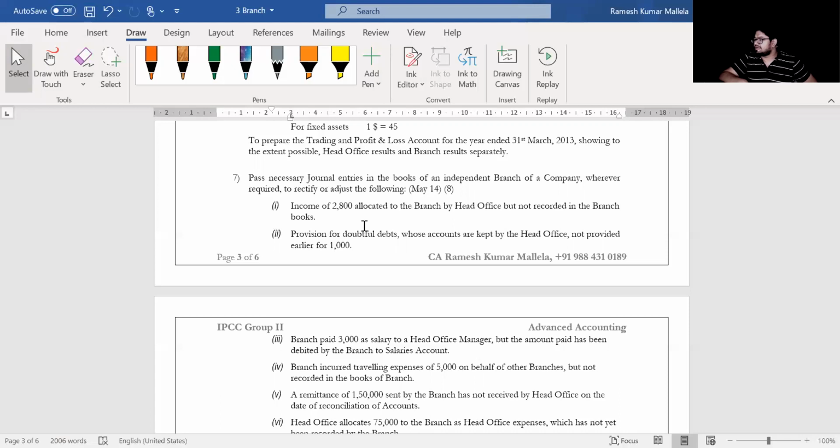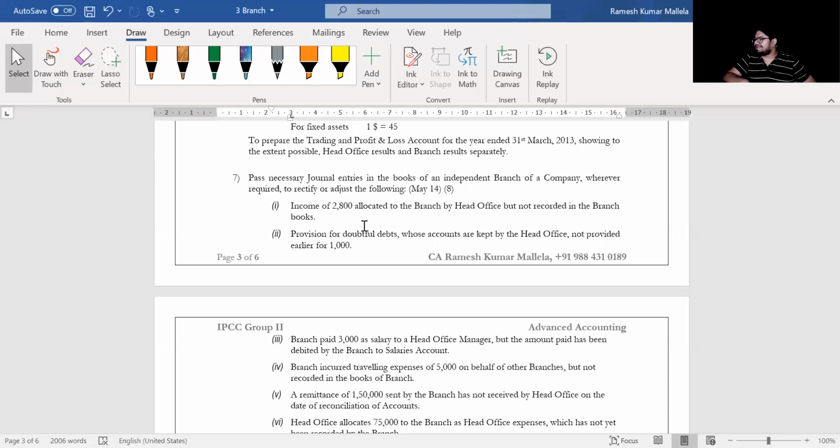Next. Provision for doubtful debts whose accounts are kept by the head office, not provided earlier for 1,000 rupees. Now what is this about? My head office maintains details of all the doubtful debts, that is bad debts provisions and all is taken care of by head office. It is not provided earlier for 1,000 rupees. That means I should now provide for it. So entry would be provision for doubtful debts, that is basically a loss or an expense. Hence you would be debiting it and credit would be given to your head office account. Head office account would be credited.